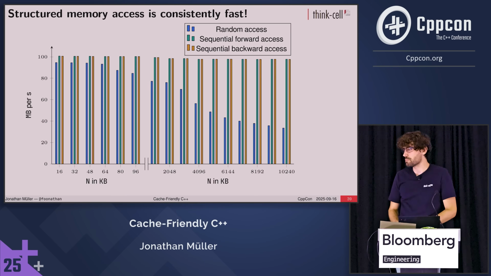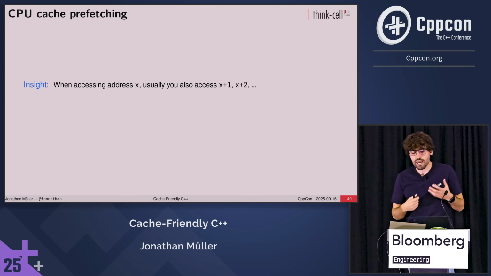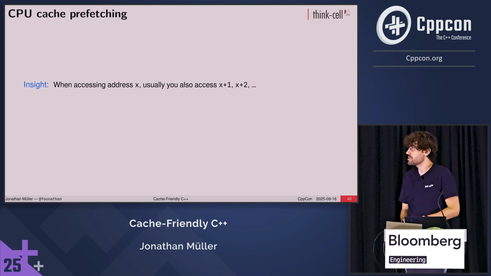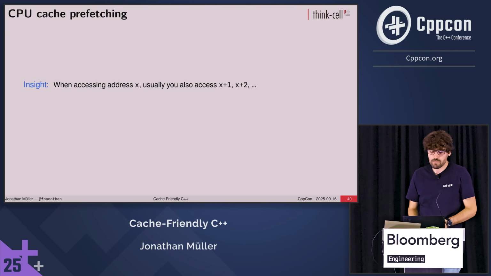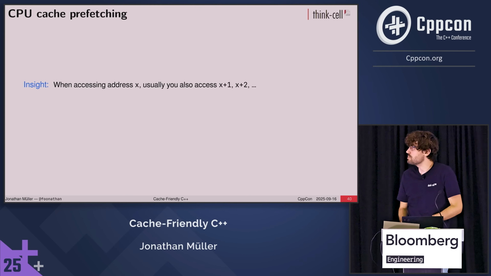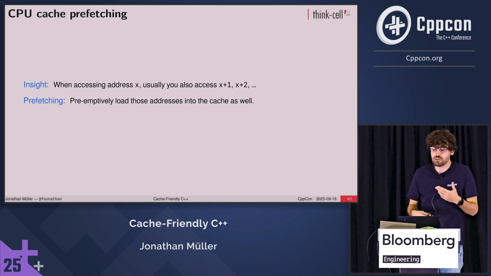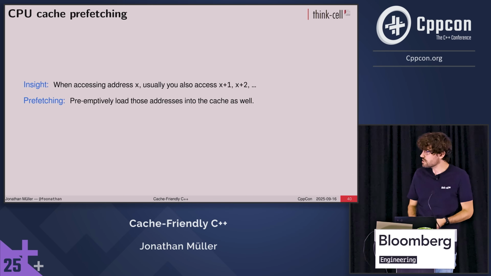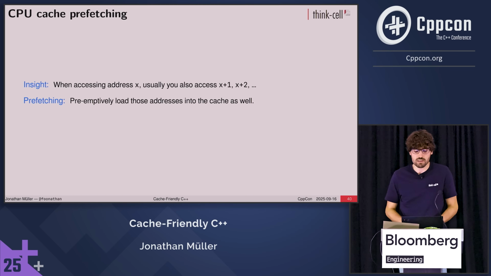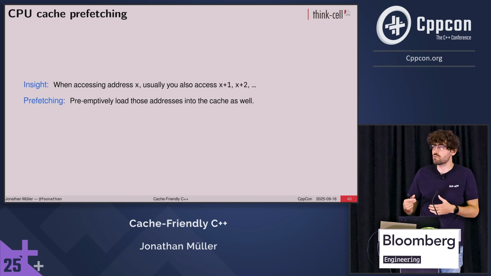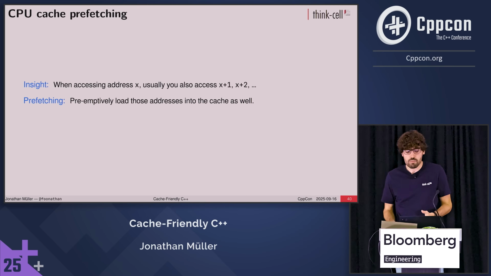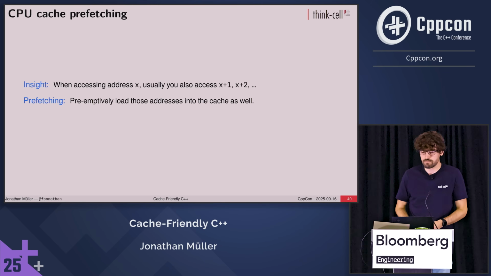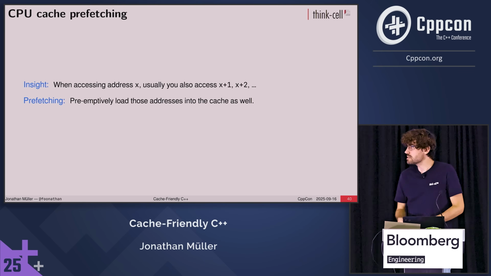And the reason for that is simple. When we access some address x, we usually also access the next address and the address after that. Right? And the people who design our CPUs know that. So they introduced a prefetcher. It's something that preemptively loads addresses into the cache if it's likely that we're going to access them in the future. So in a sense, it predicts the memory access pattern that we're going to do and makes sure that we won't have cache misses by preemptively loading. But this isn't all.